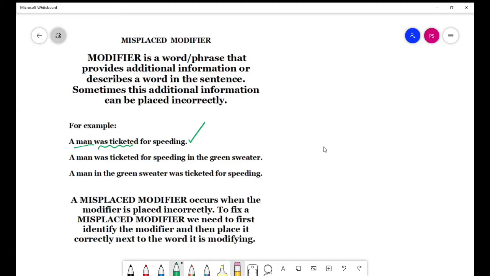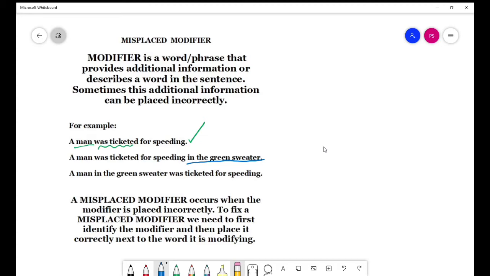Now, let's look at the second sentence. It says, a man was ticketed for speeding in the green sweater. Obviously here, the part in the green sweater sticks out. And this would be my modifier because it gives me additional information within the sentence. But the way it's written right now, it seems that he was speeding in the green sweater. And if you read the whole sentence, it almost seems like he was ticketed because he was wearing the green sweater.